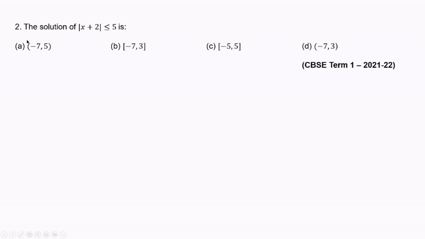Moving on to the next question, the solution of mod (x plus 2) less than or equal to 5 is. So here if we have mod x less than or equal to a, then we have minus a less than or equal to x less than or equal to a. So this is how we will do if we have mod x less than or equal to a. Here we have mod (x plus 2) less than or equal to 5. So if mod (x plus 2) is less than or equal to 5, then we have minus 5 less than or equal to x plus 2 less than or equal to 5.